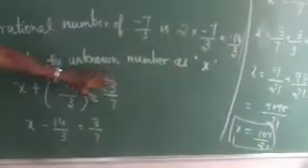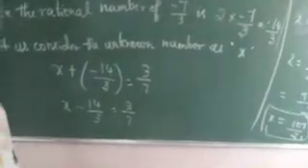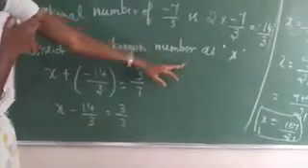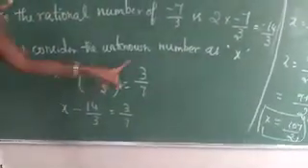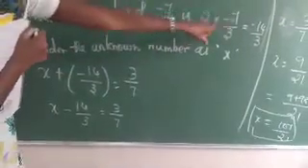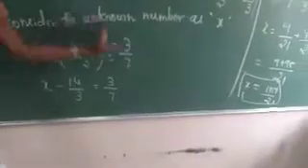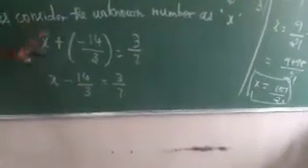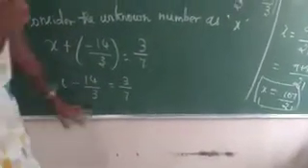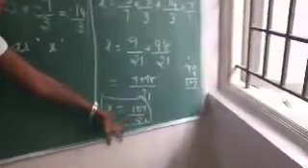Let us consider the unknown number as x. I do not know what that number is, so I am considering it as x. If I add that unknown number with minus 14 by 3, I will get 3 by 7 as the answer. So now we formed a linear expression. If you solve this expression, I am getting x as 107 by 21.